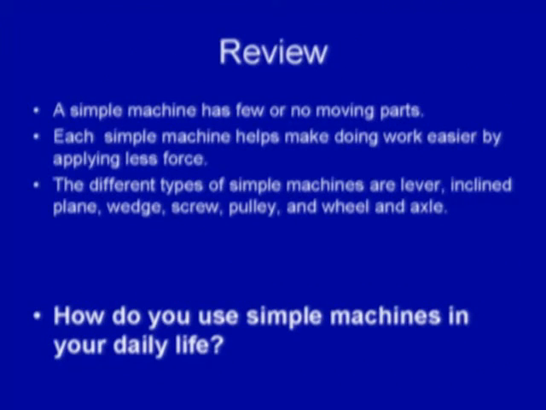Let's quickly review. A simple machine has few or no moving parts. Each simple machine helps make doing work easier by applying less force. The different types of simple machines are lever, inclined plane, wedge, screw, pulley, and wheel and axle. I have one more question for you. How do you use simple machines in your daily life?